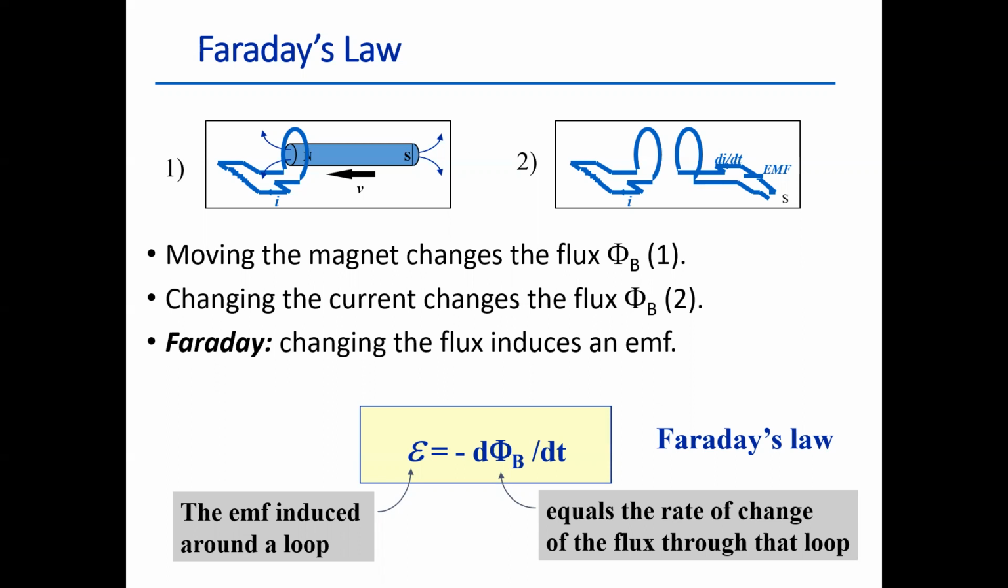Now the change of the flux is happening in terms of time. So Faraday's law can be explained simply: the EMF induced around a loop is equal to the rate of change of flux through that loop.